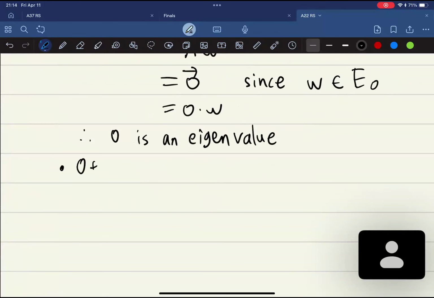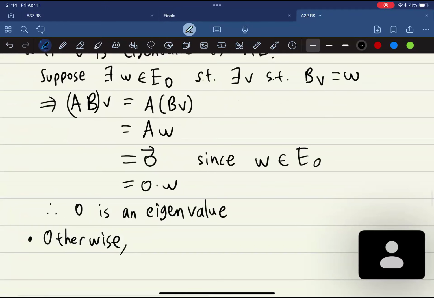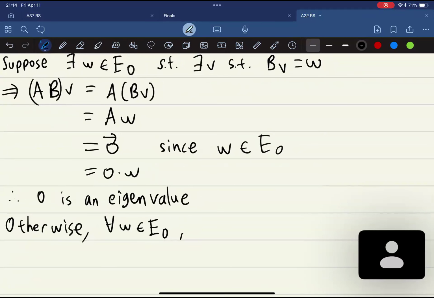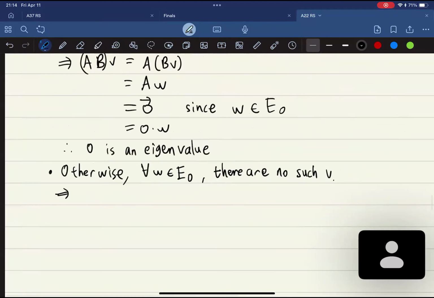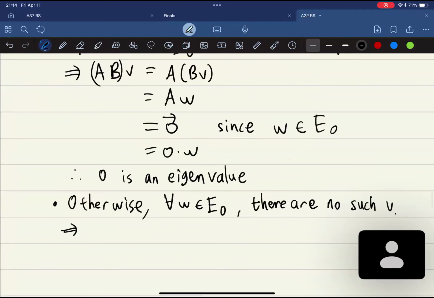And in the second case, otherwise, for all W in the eigenspace of 0, there are no such W. Here we can think of A and B as linear transformations since they are one-to-one with matrices. So we can say that B is not surjective.